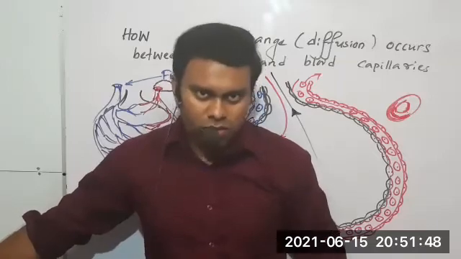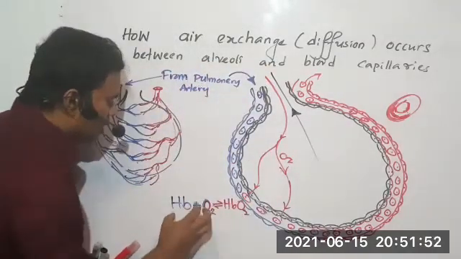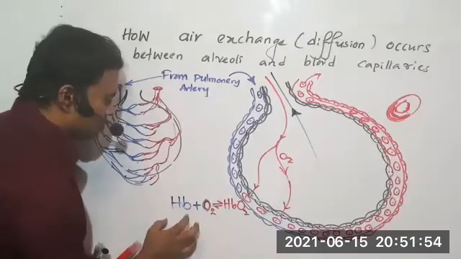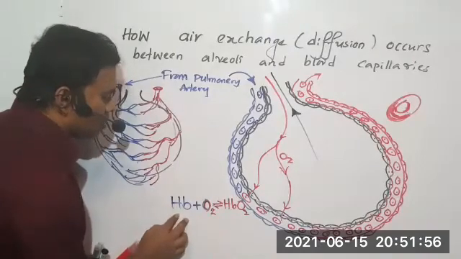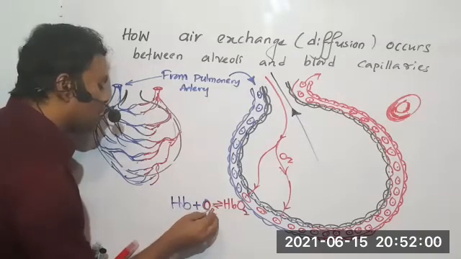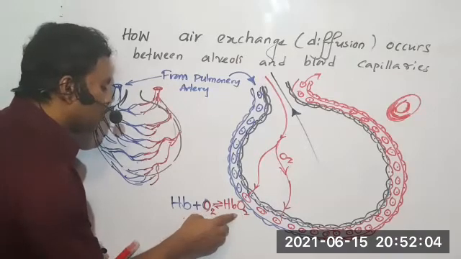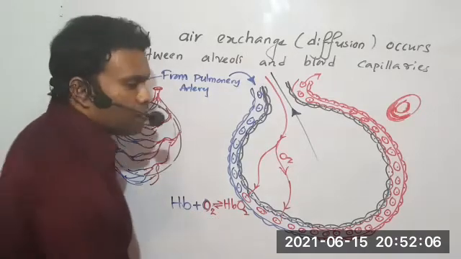There is a protein in red blood cells, that's hemoglobin. Okay, HB. That hemoglobin has an ability to bind with oxygen, so that's a temporary bond. Then what is formed? Oxyhemoglobin.